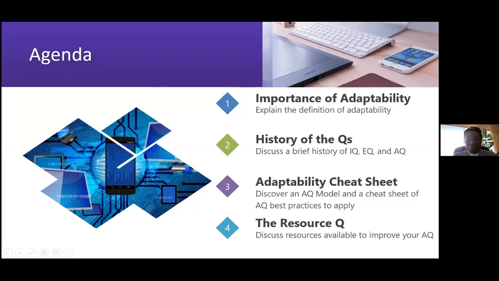For our agenda, we are looking to get into the importance of adaptability, a history of the cues. I'll say more regarding what we mean by the cues when we get to that point. We will delve into an actual example of an AQ model, which ties into adaptability, and that will help transition us into discussion of the cheat sheet. And finally, we'll talk about a resource queue where I have a ton of links that will be advantageous to all of you when you're able to check those out.